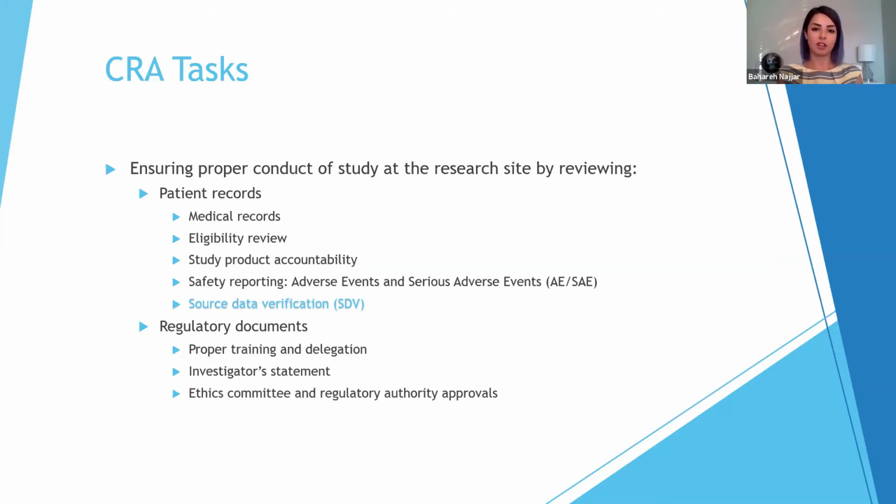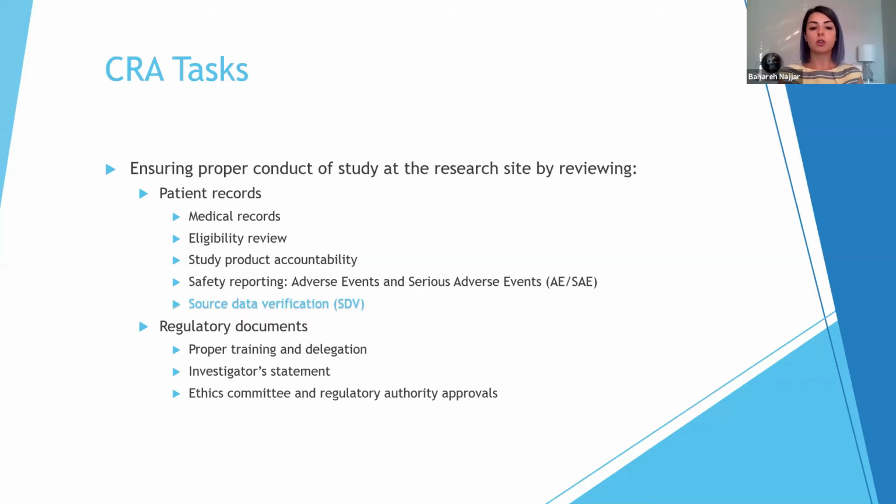So you have all your documents in front of you and you need to review two types of documents that are very important. So you have the patient records and you have the regulatory documents. So the patient records could be all the medical records. It could be the research related documents. There's also any document pertaining to the study product. So we need to make sure that the patients are receiving the accurate number of pills or the accurate dose and not more, not less.